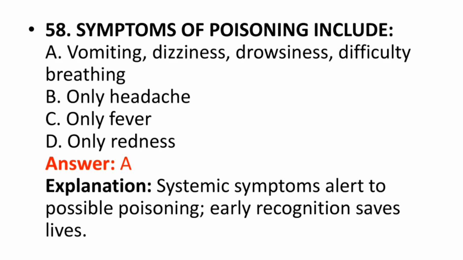Symptoms of poisoning include option A, vomiting, dizziness, drowsiness, difficulty breathing. Option B, only headache. Option C, only fever. Option D, only redness. The correct answer is option A, vomiting, dizziness, drowsiness, difficulty in breathing. Systemic symptoms alert to possible poisoning. Early recognition saves lives.